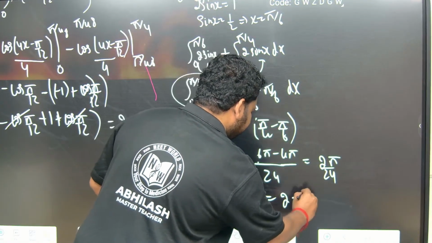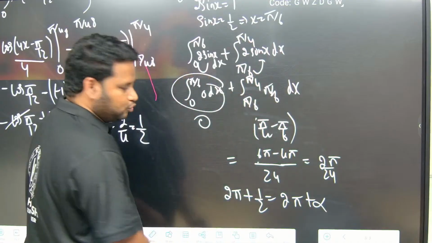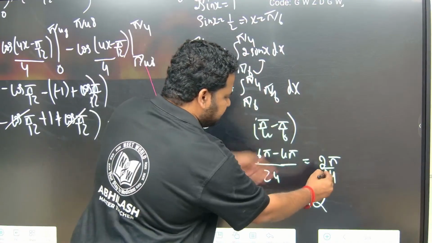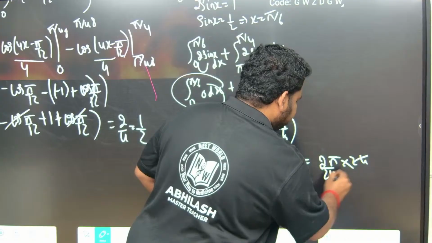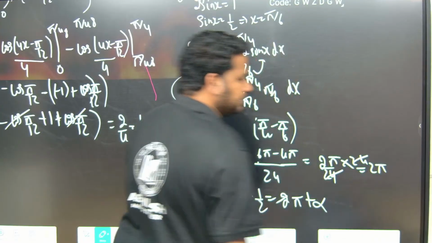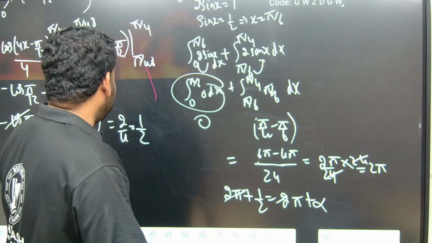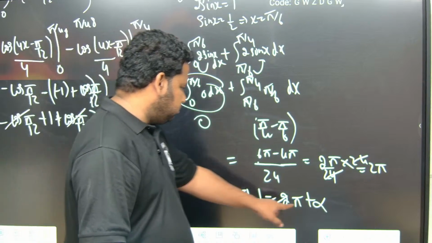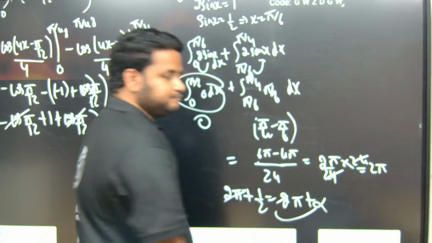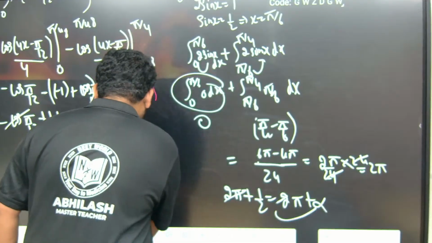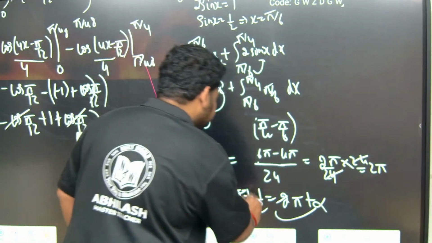What I can do? 2 pi I can cancel, because if I multiply this by 24, the 24 cancels and I will get 2 pi. Now on solving this, what will I get? Alpha will be equal to 1 by 2. The answer to this question is very simple. Answer is 1 by 2.